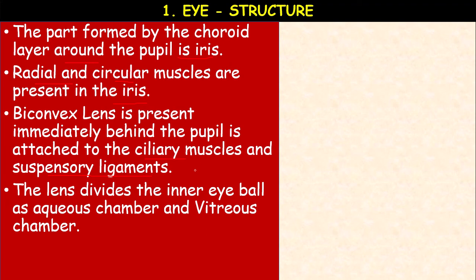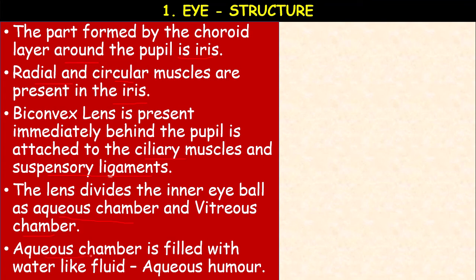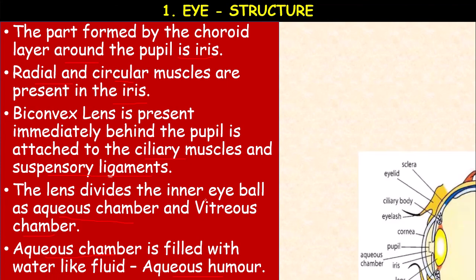The lens divides the inner eyeball into two parts. What are they? The aqueous chamber and the vitreous chamber. There are two chambers present in the inner eyeball. The lens divides the inner eyeball into the aqueous chamber and the vitreous chamber. The aqueous chamber is filled with a fluid called aqueous humor.